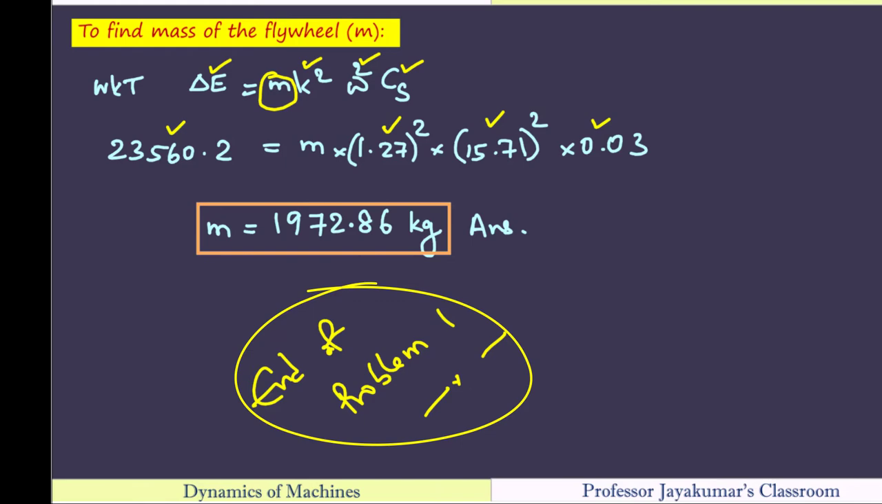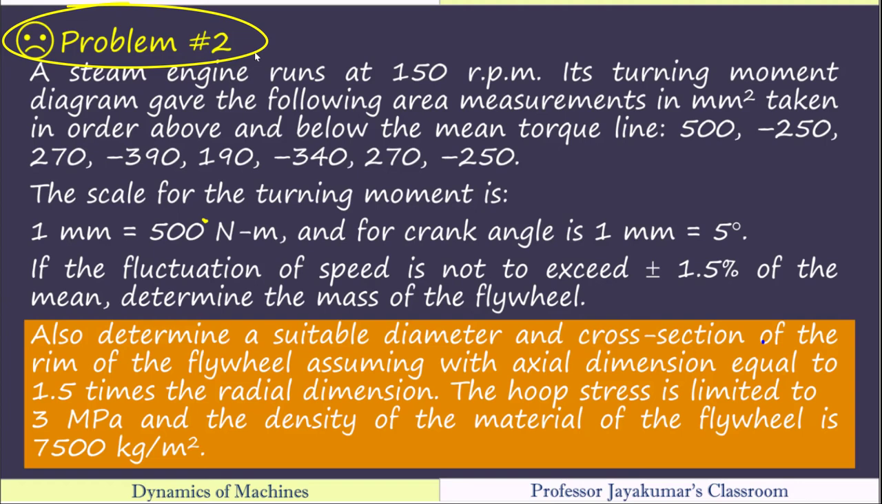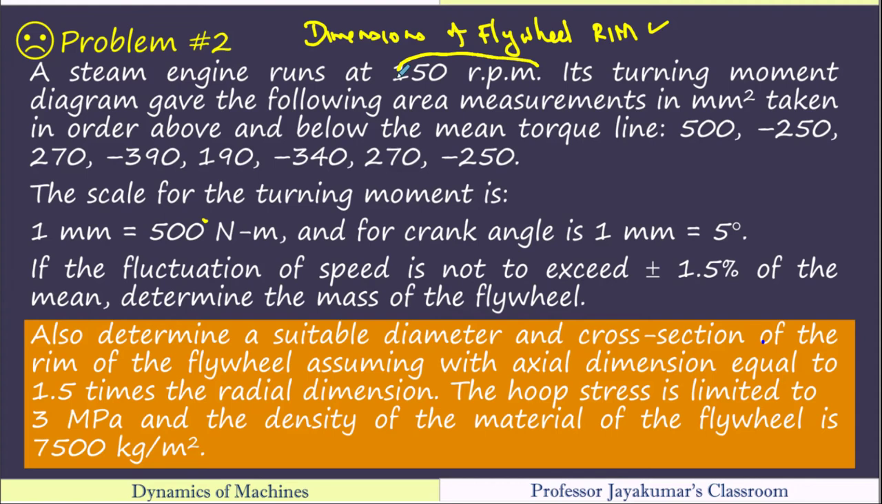Let us try to solve one more problem. In addition to the mass of the flywheel, sometimes we will be asked to determine dimensions of the flywheel ring. So let us solve one problem on calculations of dimensions of a flywheel ring. Okay. A steam engine which runs at 150 rpm, N is given. The turning moment diagram is given in terms of areas above and below the mean line, and also the scale of the turning moment is given. They are given as data so that we need to find delta E.